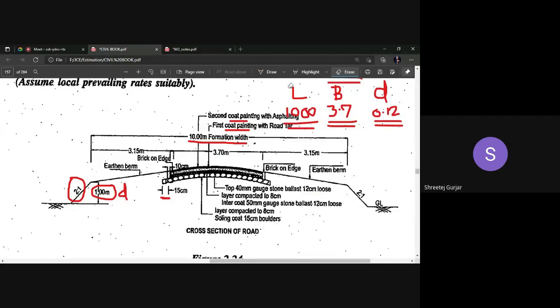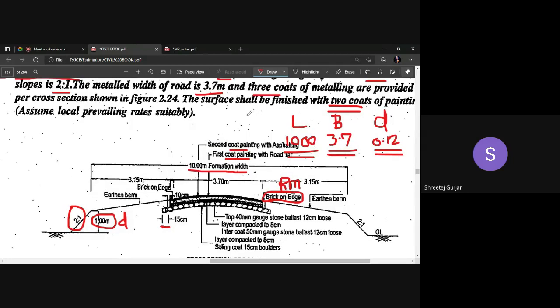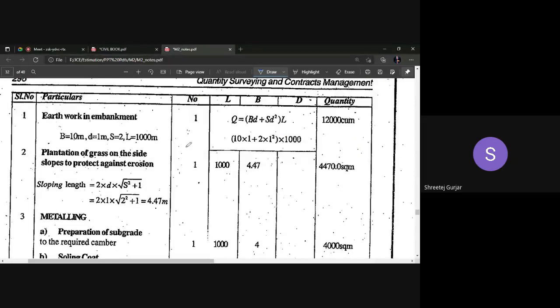One more quantity is left out, which is this brick on edge. You can see this quantity over here. This is calculated in running meters, RM. I'll tell you how to calculate it exactly. This is just an overview. Now let us look in detail at how we prepare the table. Remember the quantities I have mentioned.